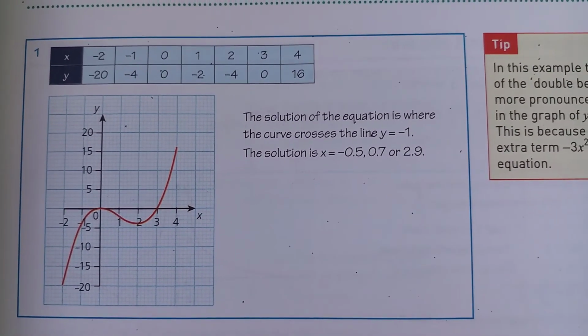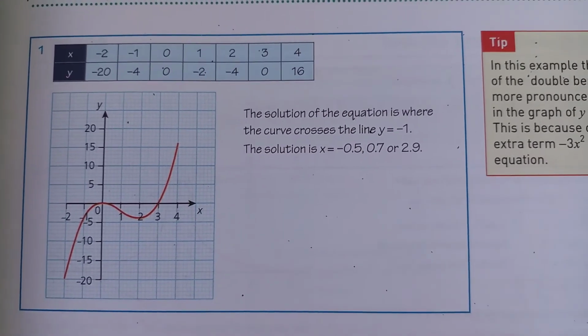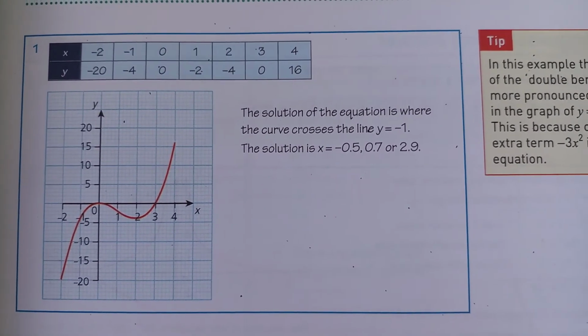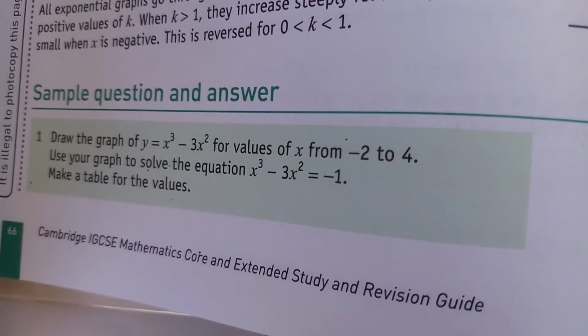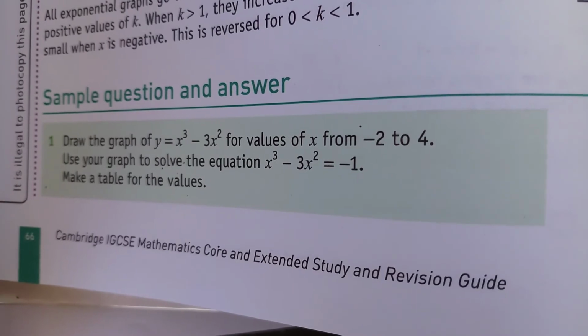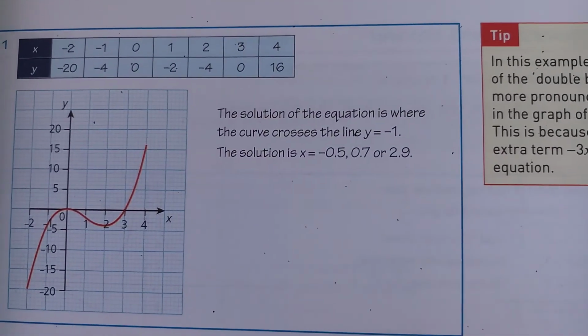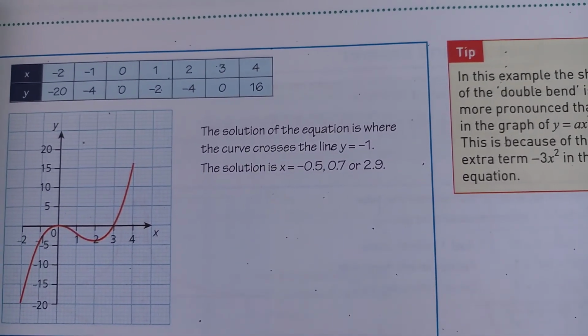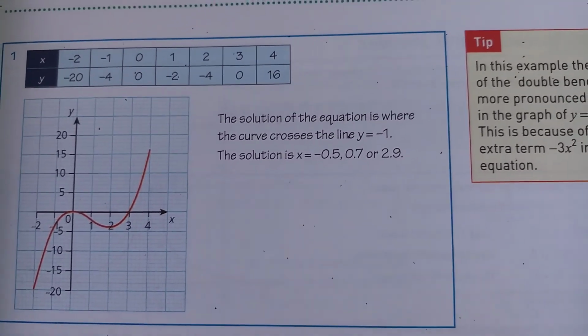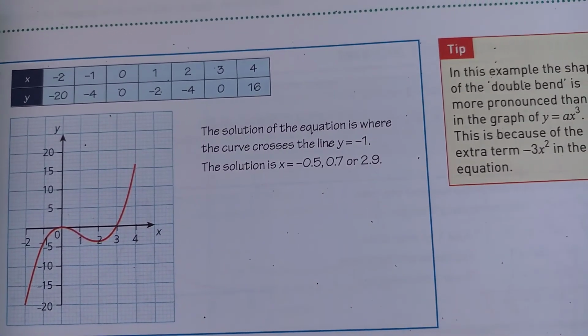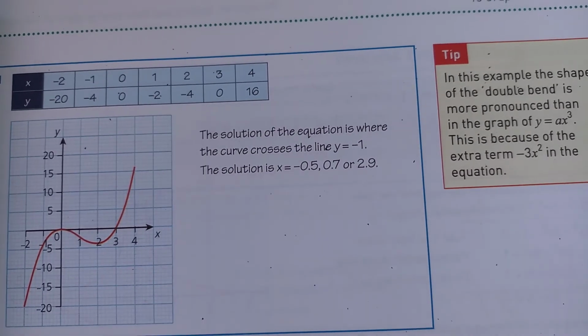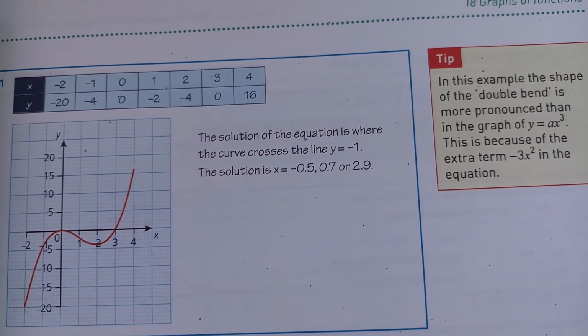I want you to do this example inside your book. Pause the video, copy the question, do the table, and then plot the graph. Then the question states to solve the equation x cubed minus 3x squared equals negative 1.